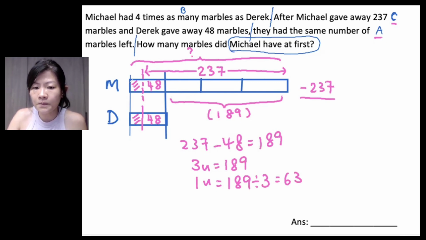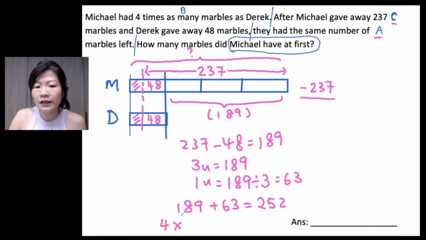Also here as well. So in order to find out what Michael had at first, now we can do a few things. Number 1, we can take 63 plus 189, which will give us 252. So that's one way in how we can find Michael at first. Or we can also use 4 times the unit that we have found, which is 63. So in other words, we find 4 units here. So we take 4 times 63, and that should also give us 252.